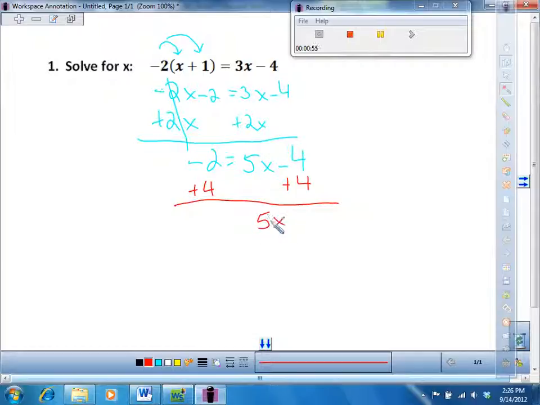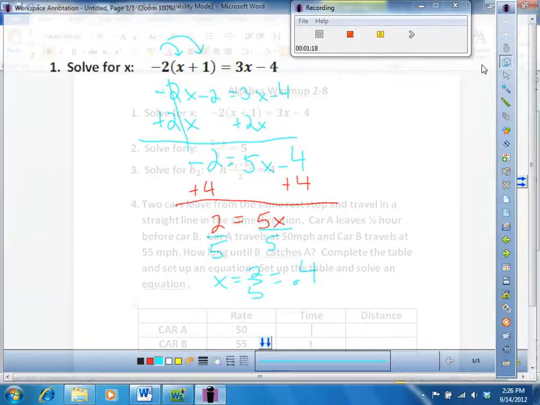5x equals 2. And then I got to divide by 5, and I get x equals 2 over 5. And you can just leave it just like that. That's fine. Or you can change it to 0.4 if you like. But either way, who got that? Oh, that's pretty good. You guys are pretty good.